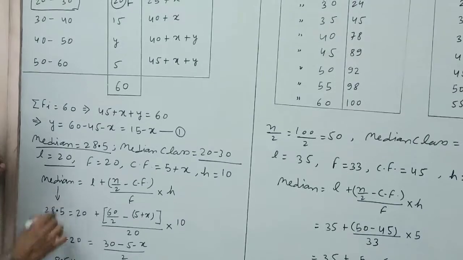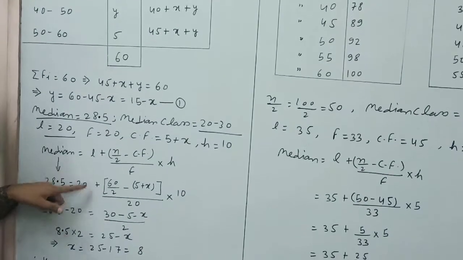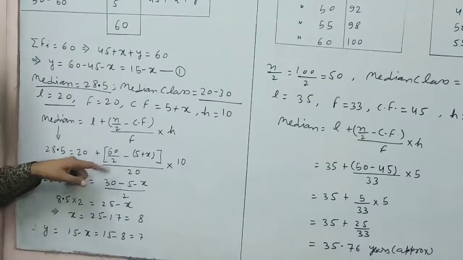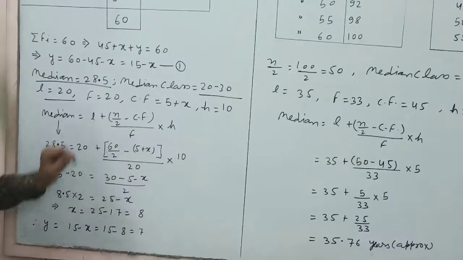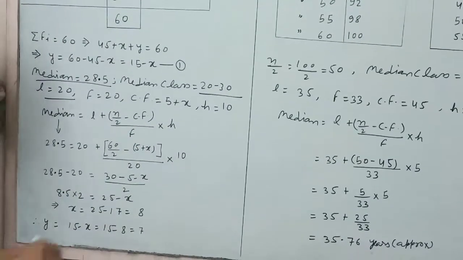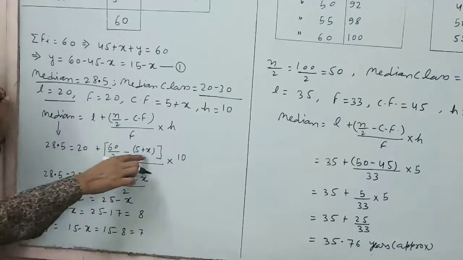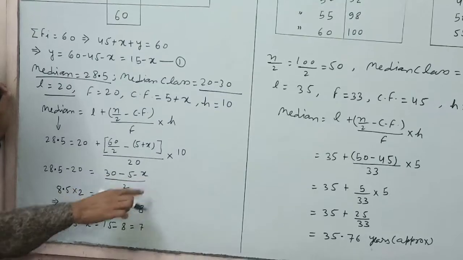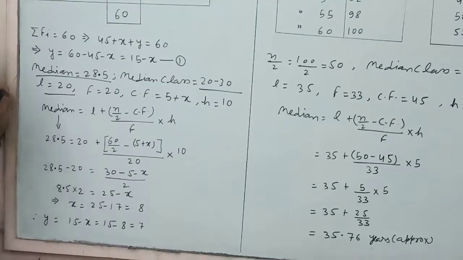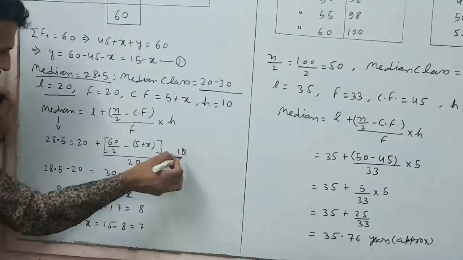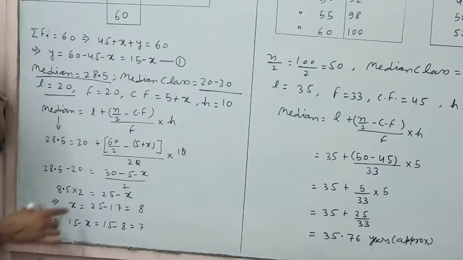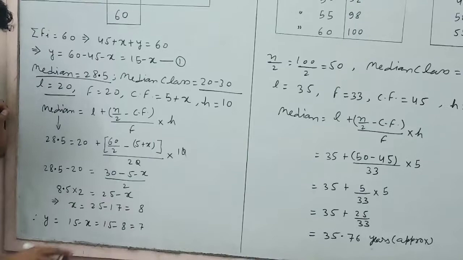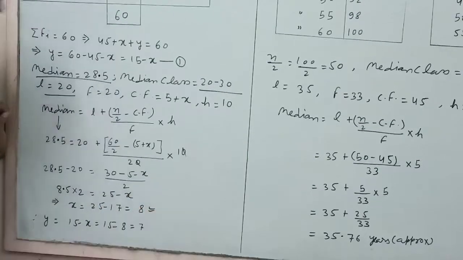Now put the values in the formula of median. So we are given median is 28.5, L is 20, n upon 2, the sum of frequency is 60, so n upon 2 is 60 upon 2, CF is 5 plus x, okay, and H is 10. अब bracket open करेंगे, 60 upon 2 30 as it is, bracket open करेंगे तो minus 5 minus x, ये 20 हमने इधर shift कर दिया है और इस 0 से 0 cancel हो जाएगी. Simplify करेंगे, then we get x equals 25 minus 17, that is 8. Then we have the value of x.